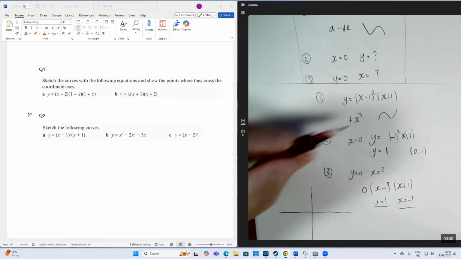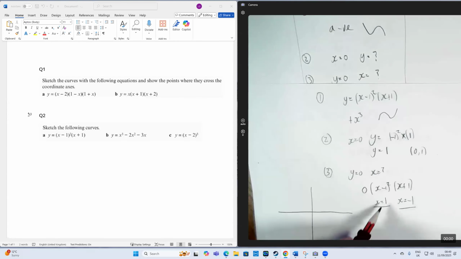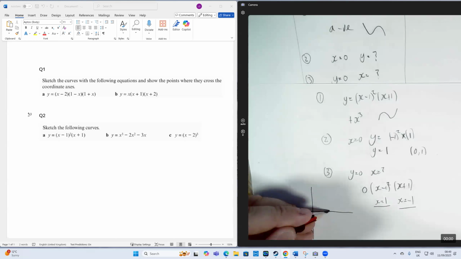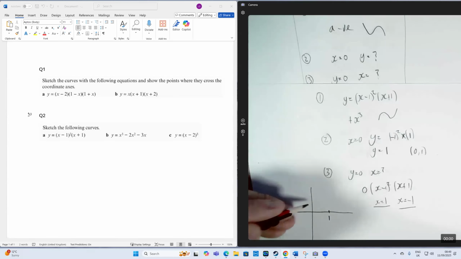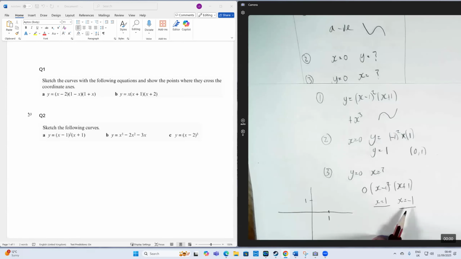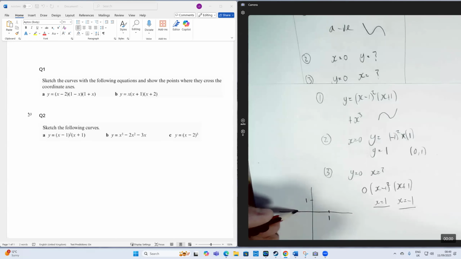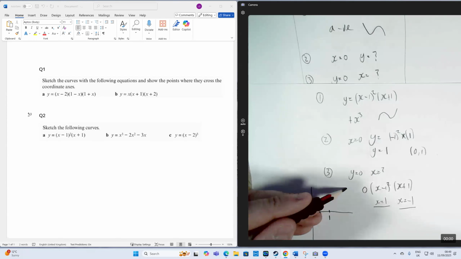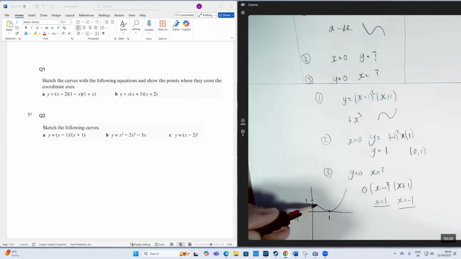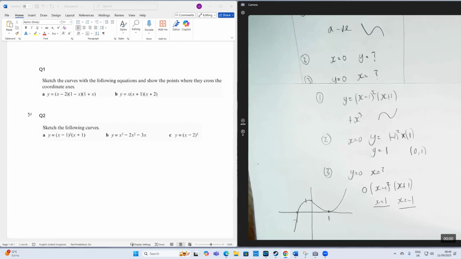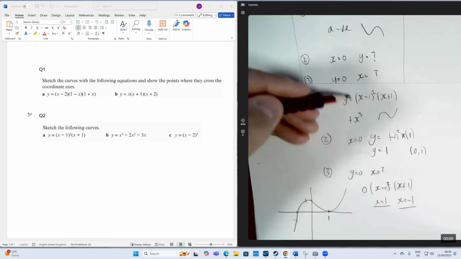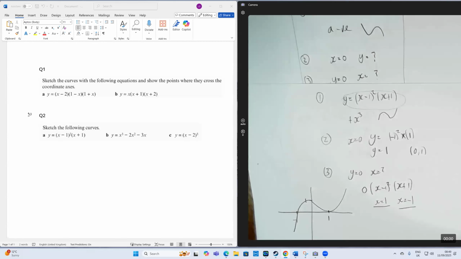Bringing it all together, it must be that way up. It has a repeated root at 1. So here at 1, it's going to just touch the axis. It's going to go through the coordinate (0, 1) up here, and it's going to go through -1 as well. This is the repeated root, so bringing that information together, our cubic must look like this. There we go. That's how we deal with a squared where we have a repeated factor.